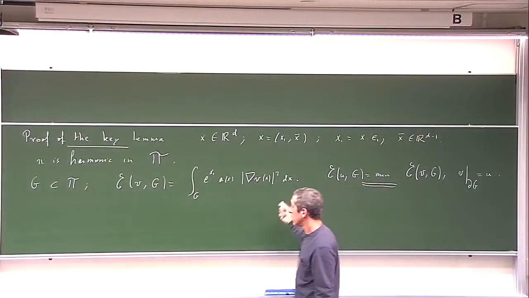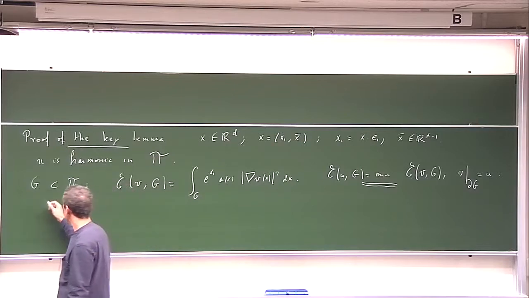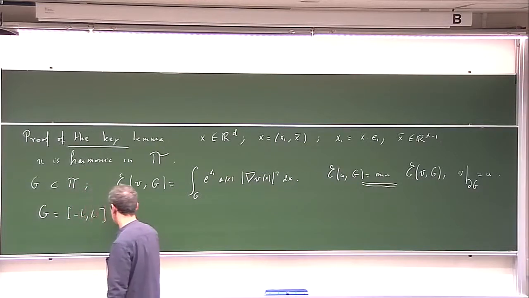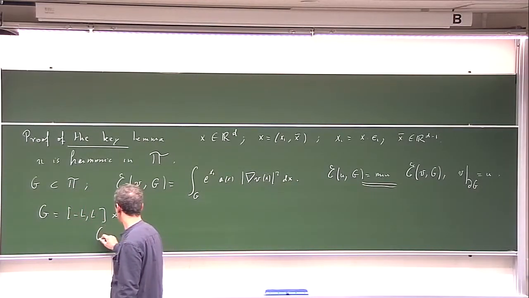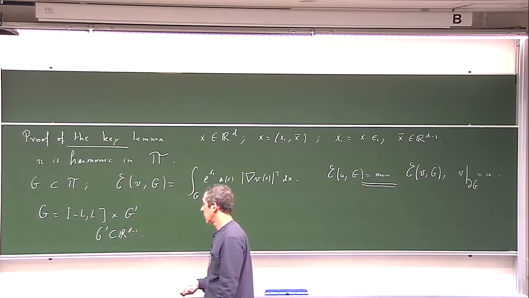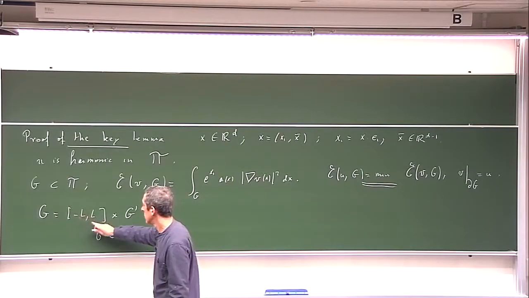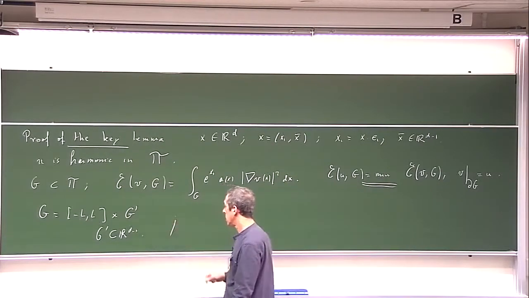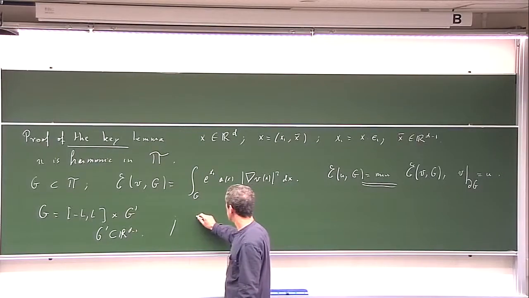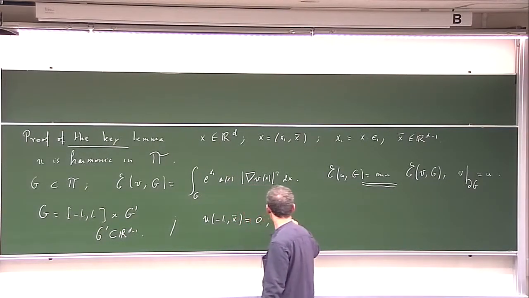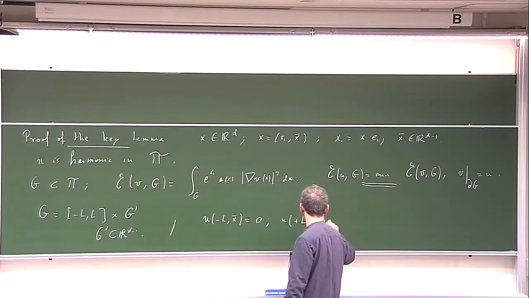And now we will apply that to subsets of pi of the form minus L, L cross some subset G prime. G prime is a subset of R^(d-1). And then in that case, we have three parts in the boundary. There is one part at minus L, one part at L, and then something from the boundary of G prime. But as far as minus L and L are concerned, the boundary conditions are easy because U of minus L, x bar is 0, and U of plus L, x bar is 1.